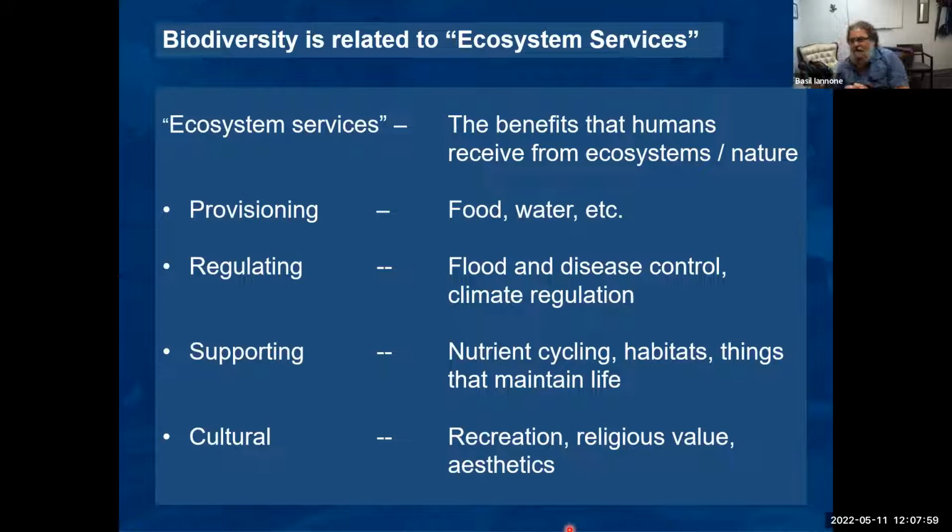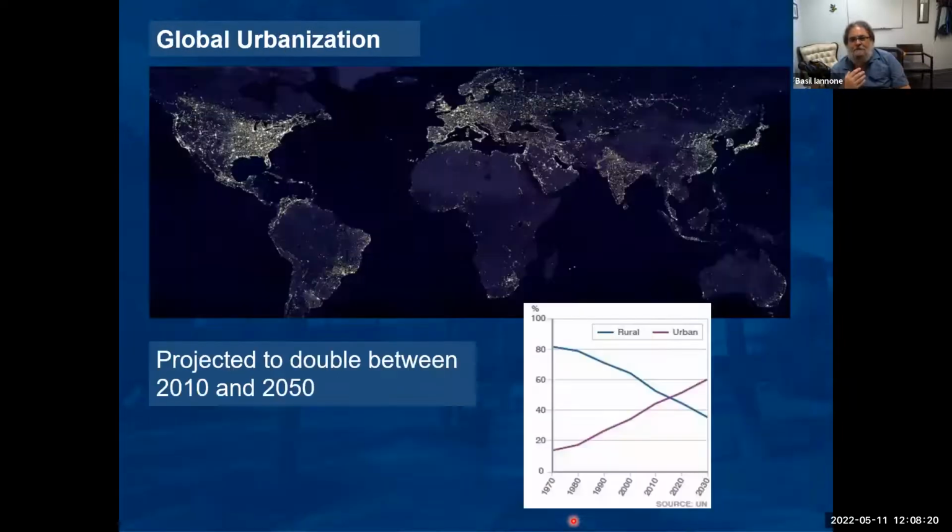And of course, we have cultural value services. Recreation, we get recreation from our natural world. People see religious and spiritual value and aesthetics when we think about urban landscapes, right? Nature provides us aesthetic benefits. So biodiversity is related to that. So we need to start thinking how to conserve and protect biodiversity. Of course, the current driver of biodiversity loss right now globally is urbanization.